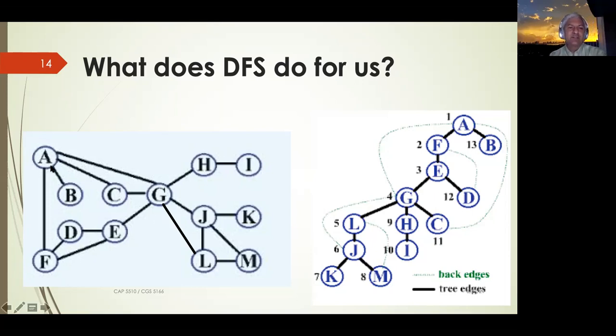So let's first get the easy ones. AB is just a simple edge and it's a biconnected component, right? JK is a simple biconnected component, right? What else? Easy ones. HI is a simple biconnected component. What else?